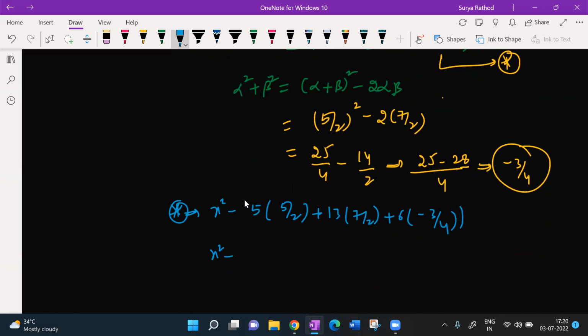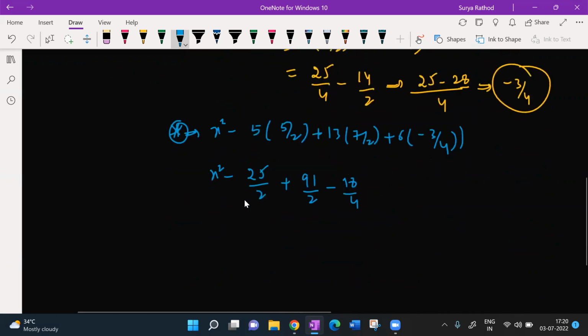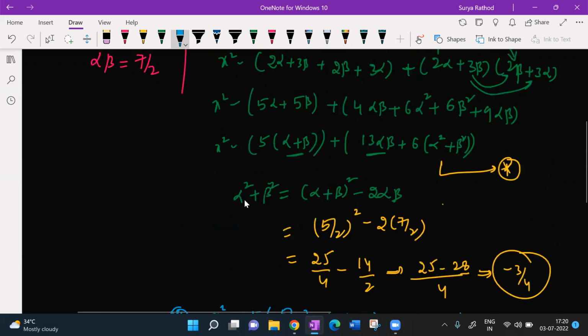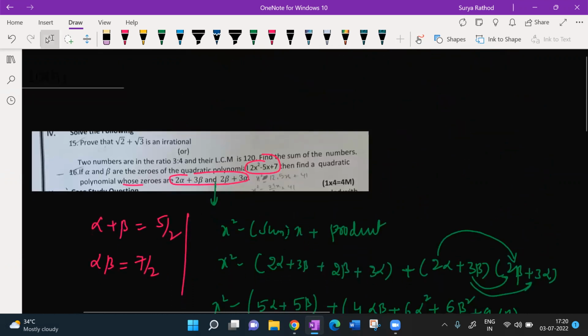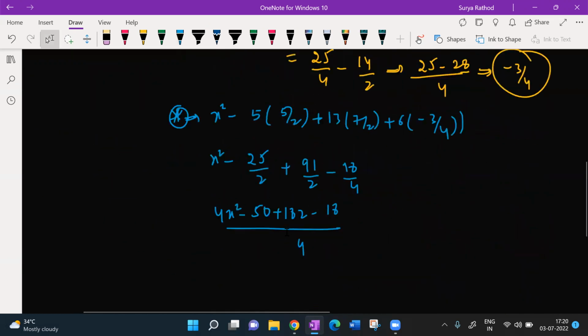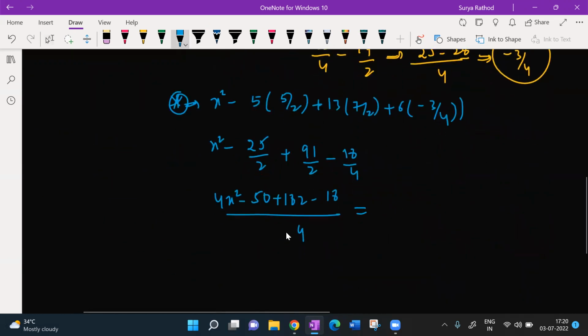That's it. So 25 by 2 plus 91 by 2 minus 18 by 4. Correct? So LCM is 4x square minus 50 plus 182 minus 18 by 4. Correct? So we need to find out the quadratic polynomial whose value is 0. This is the quadratic polynomial, we can just find it out. If you simplify this, 4x square, I mean x term, we are missing it.